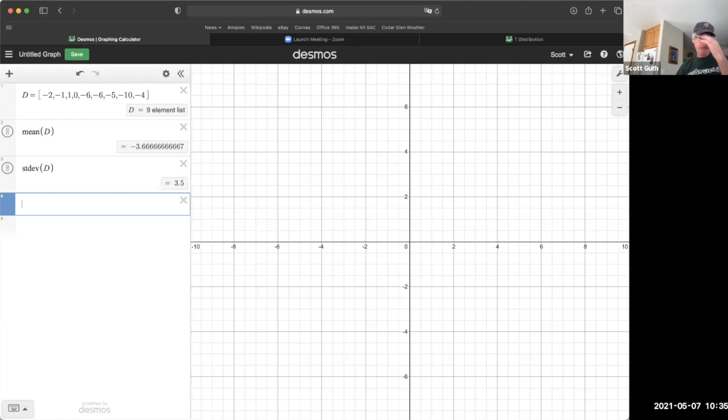Is there any question about that? That's just like our X bar and our S, but we're calling them D bar and S sub D. Okay, so the D bar is -3.67. Standard deviation, strangely, is exactly 3.5. And any questions about Desmos? Okay, so then back to the notes.